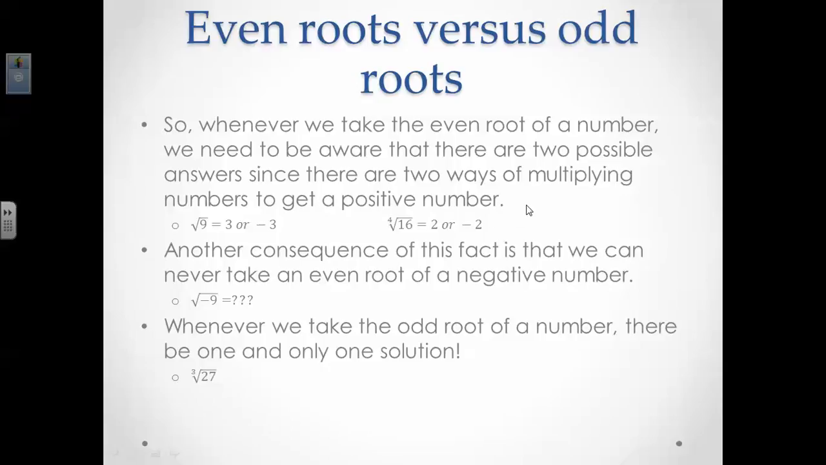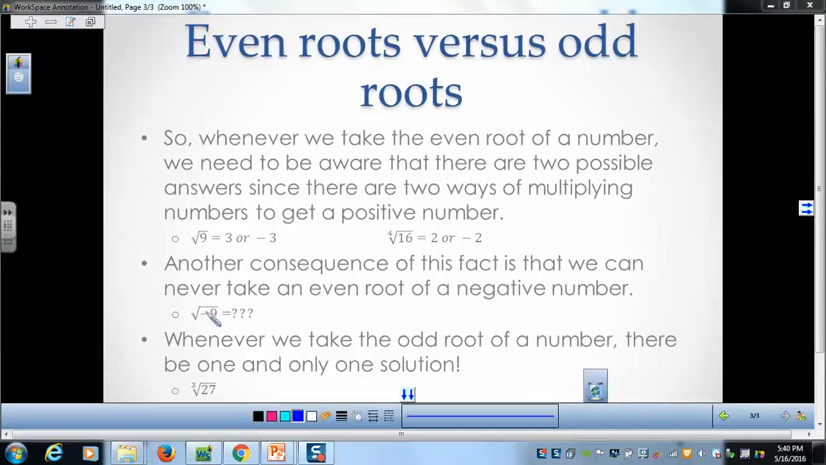Now, if by some chance we have a negative number inside of the radical here, what we should know is that we can never ever take an even root of a negative number. Remember that this is saying what number times itself can be negative 9. Well, I can either do 3 times 3, which gives me a positive number, or negative 3 times negative 3, which also gives me a positive 9.